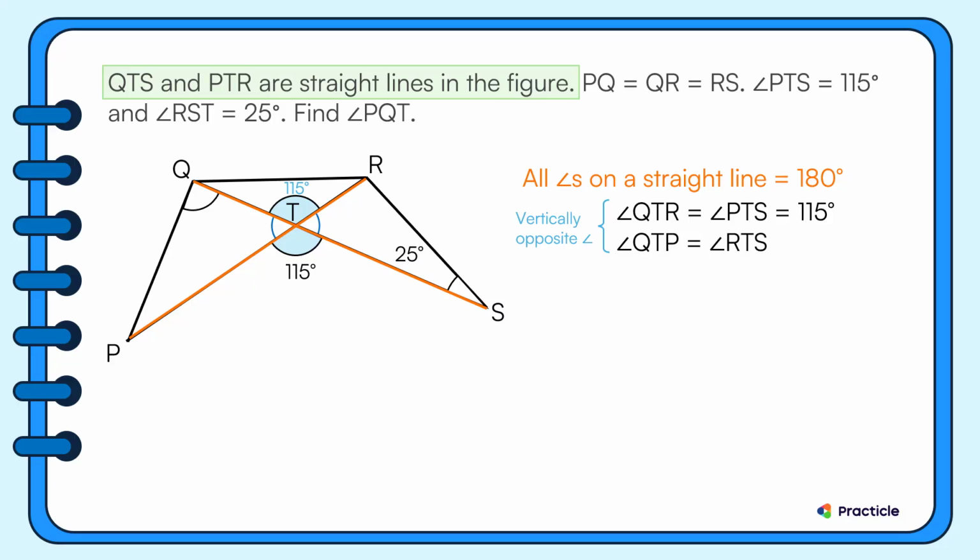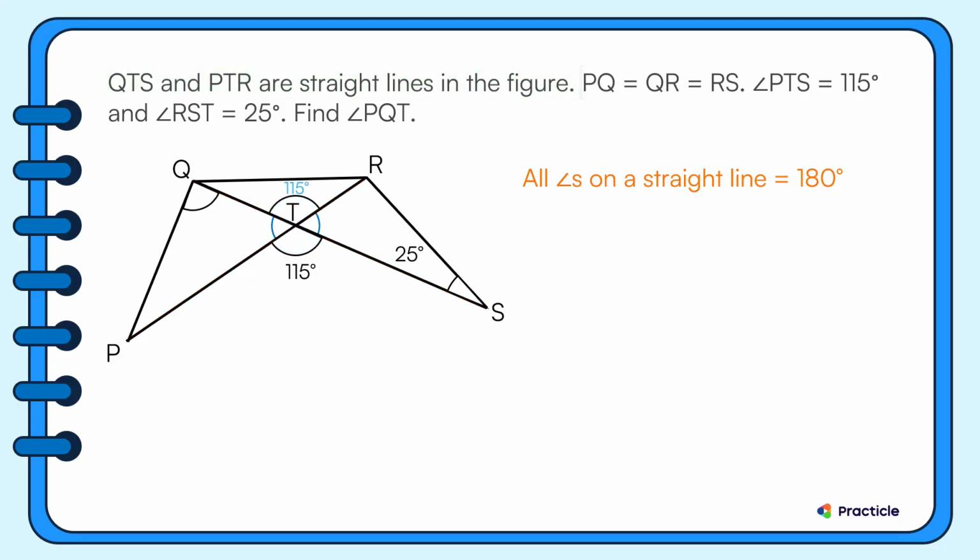Next, let's look at another piece of information that we're given. PQ is equal to QR, which is equal to RS. What can we infer from this? Let's look at triangle PQR. PQ equals QR would mean that this is a triangle with two equal sides. What do we call a triangle like this? We call it an isosceles triangle. An isosceles triangle is a special triangle with two base angles that are the same. Can you spot where the base angles are? Angle QPR and angle QRP.